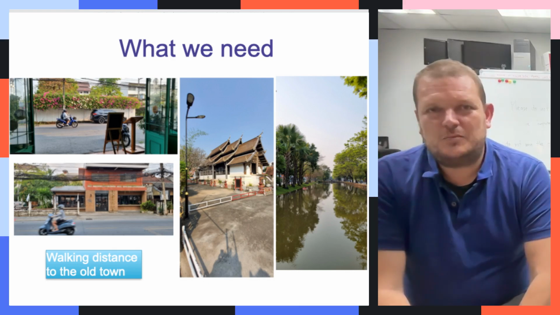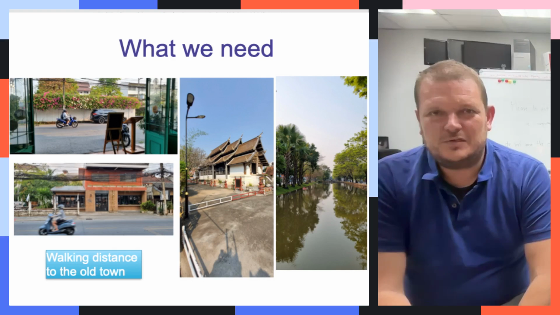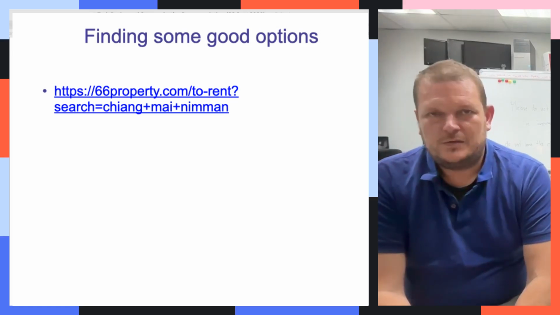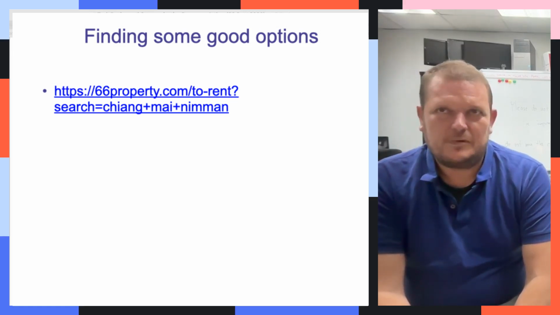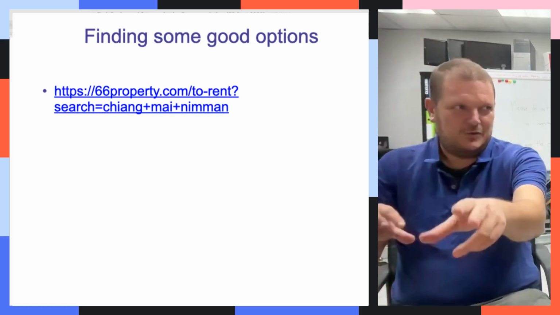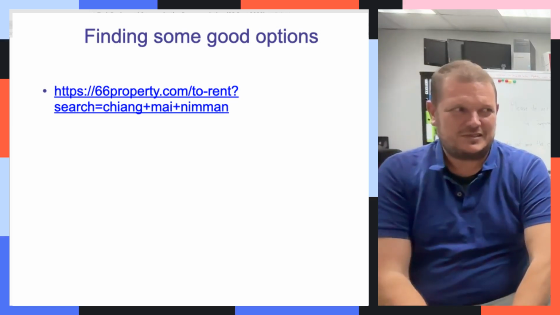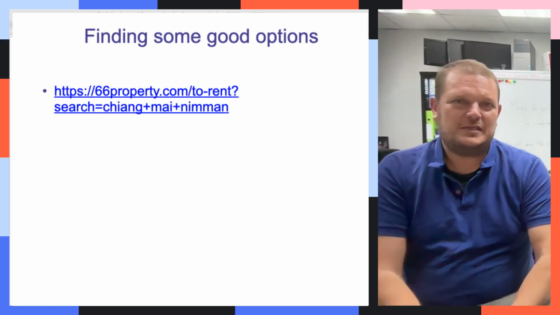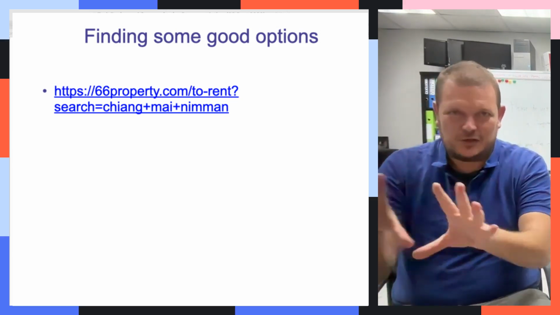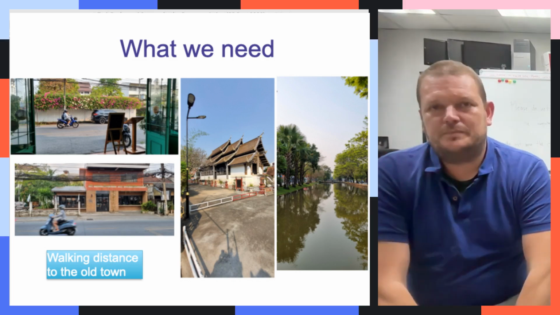The next job of the students is to go onto this website and find 3 options for me to view. They also have to look at a map of Chiang Mai on Google Maps, but that's embedded in the website as well, so they can see where these options are and check whether they are within the zone that I want to live in.